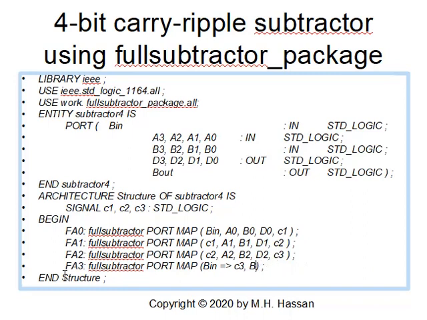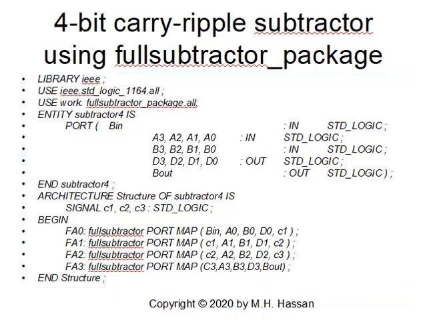So the port map here will be C3. It's easier to do it like this. C3, A3, B3, and D3, and the final borrow out, B out. So the final out, B out, which is already declared in the entity. And by doing that, I do have the complete 4-bit carry ripple subtractor using the full subtractor package. Okay, if you allow me to go to the next slide, this is the full subtractor.